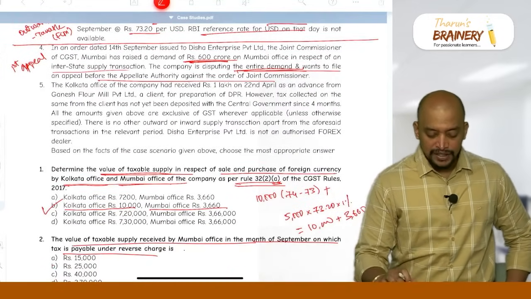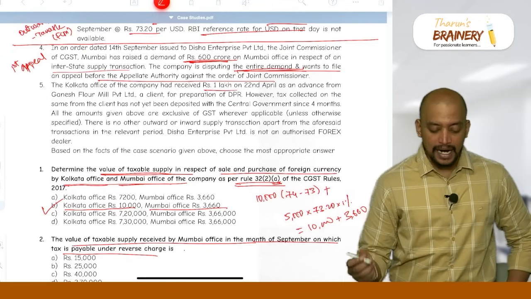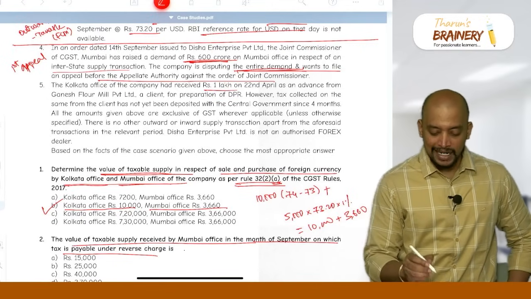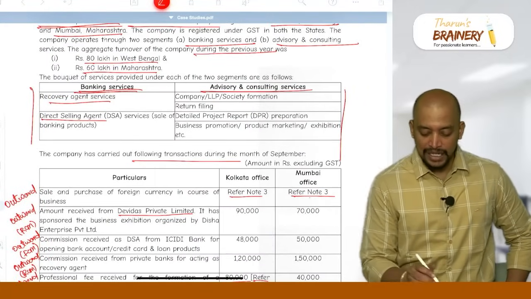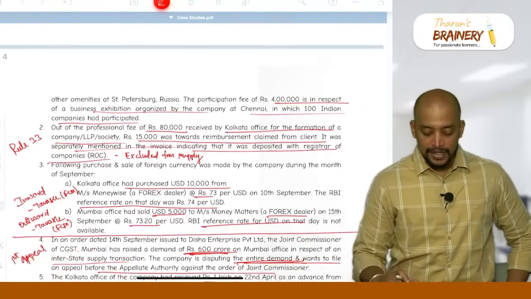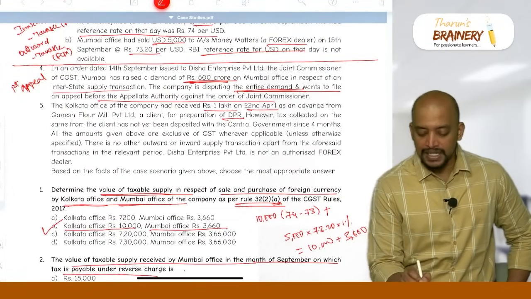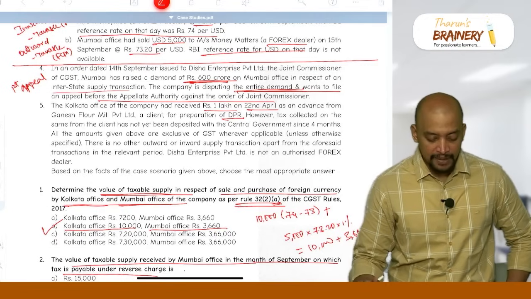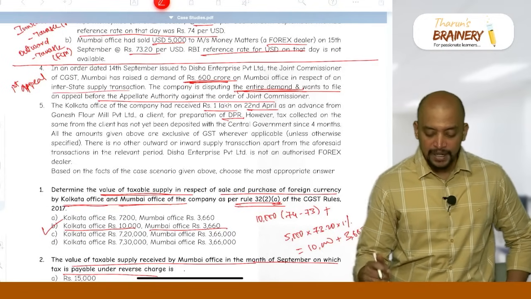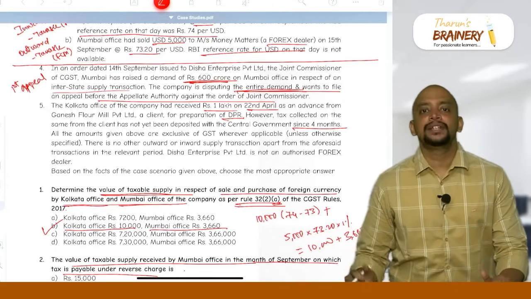Fifth paragraph: the Kolkata office of the company has received 1 lakh on 22nd April as advance from Ganesh Floor Mills, a client, for preparation of DPR, some report, a detailed project report. So it's a service. For services, GST is payable on advances. So when they have received it on 22nd April itself, they need to pay GST. However, the tax collected on the same from the client has not yet been deposited with the government since 4 months. Amount collected but not paid within 3 months.